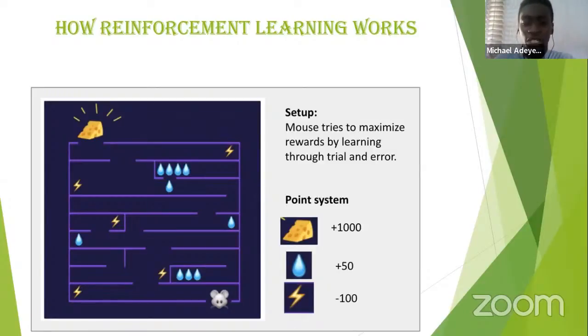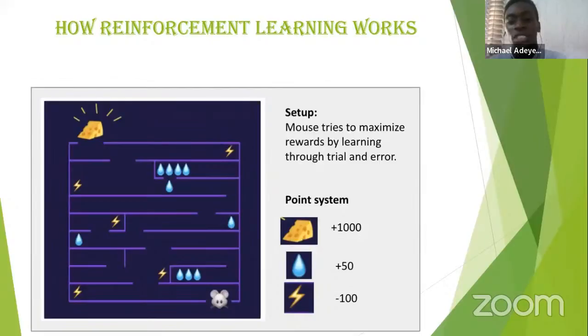Before getting this cheese, it will come through some obstacles. Like you can see this image of tires is plus 50. So when the mouse gets to this tires part, it gets plus 50. But if it gets to this thunder sign, it gets minus 100. So this agent can take years or can take 100 steps. It can take a longer time for the mouse to get to its destination, because it's actually learning on its own.